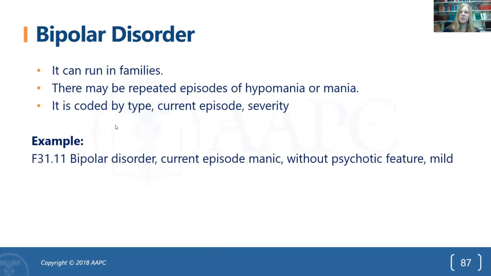Bipolar disorder is a serious mental illness in which patients have dramatic mood swings with normal moods in between those dramatic swings. That up feeling is called mania, and that down feeling is called depression. It can run in families, usually starting in late adolescence or in early adulthood. And it's classified as to whether the patient's episode is currently hypomanic, manic, with psychotic symptoms, or without psychotic symptoms.